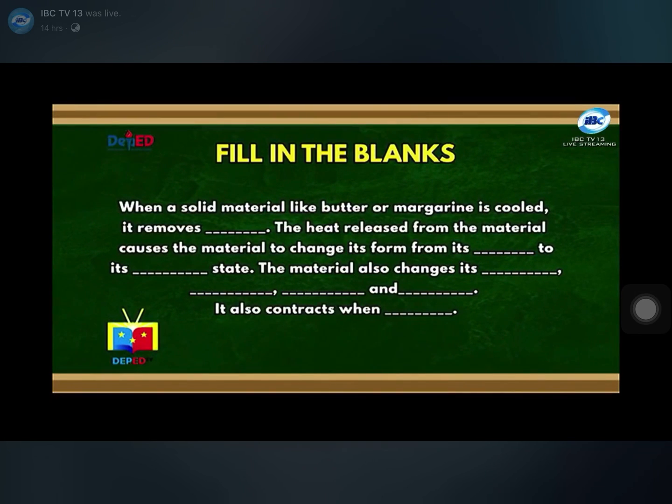When a solid material like butter or margarine is cooled, it removes blank. The heat released from the material causes the material to change its form from its blank to blank state. The material also changes its blank, blank, blank, and blank. It also contracts when blank.